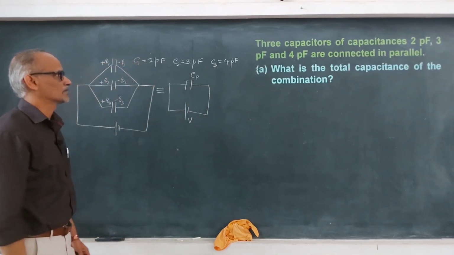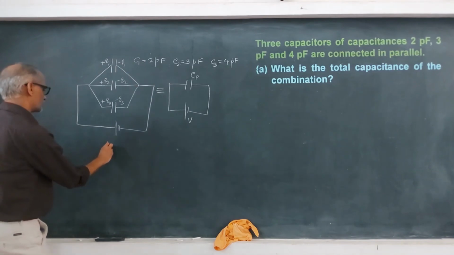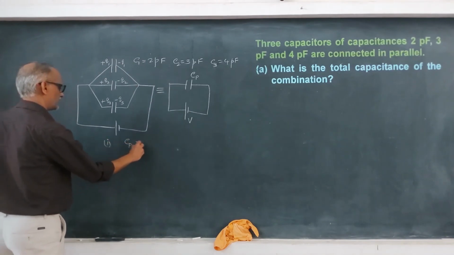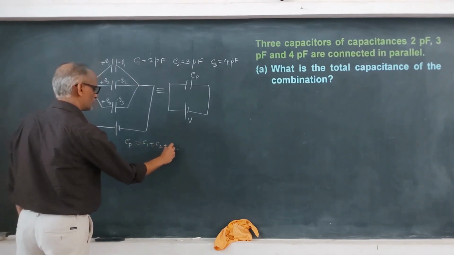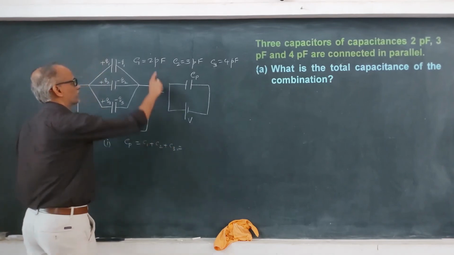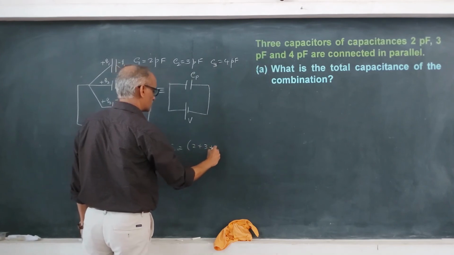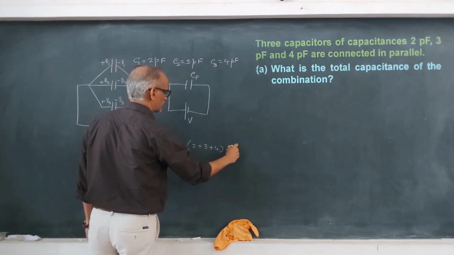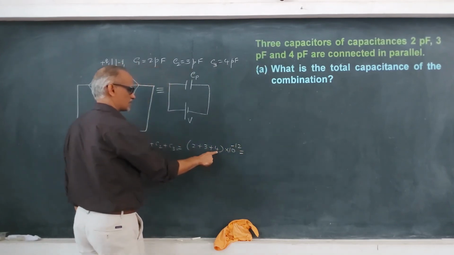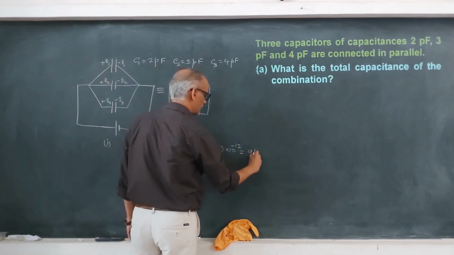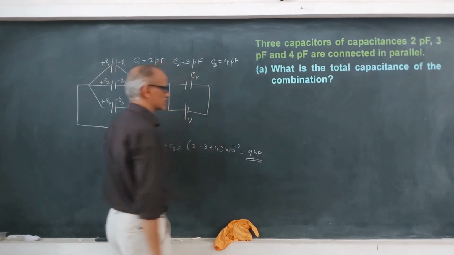First, what is the total capacitance of the combination? Total capacitance is Cp, which is C1 plus C2 plus C3. We have to just add them. 2 pico, 3 and 4. So it's 2 plus 3 plus 4, pico is common, which is 10 to the power minus 12. So we get 9 picofarad as the answer.